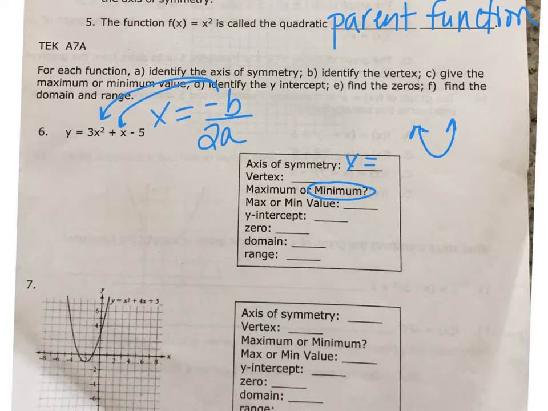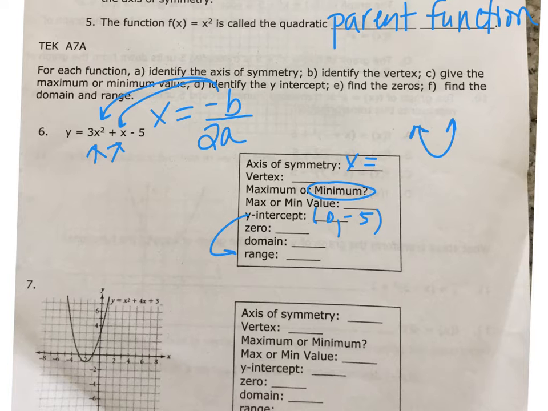Your y-intercept is not necessarily your vertex. That's only true if the axis of symmetry happens to be the y-axis. So the y-intercept is the same thing as it always is. It's where x equals 0. So you can put a 0 in for these x's, and you will get -5.